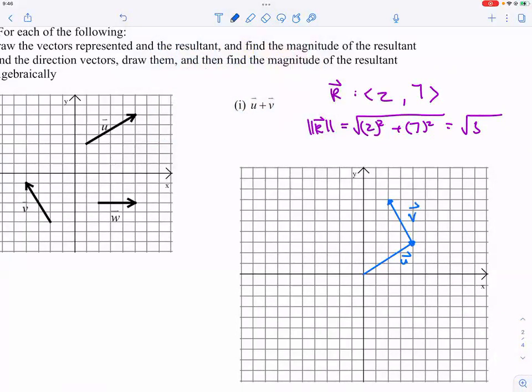This is v. So your resultant is going to be like this. Okay, so this is the square root of 53.